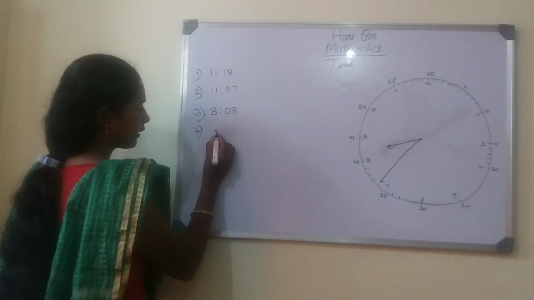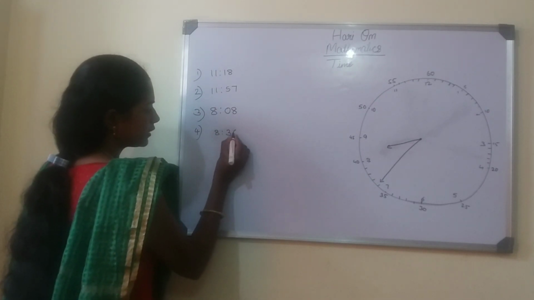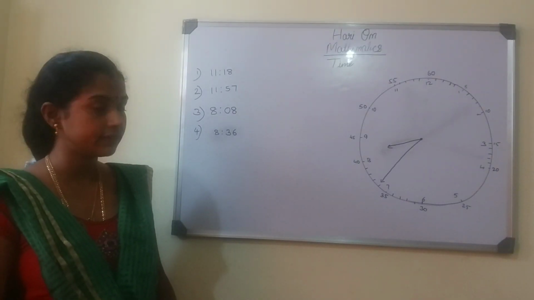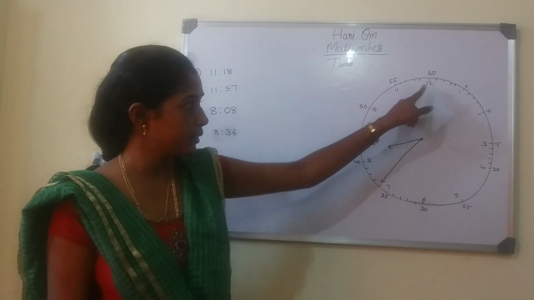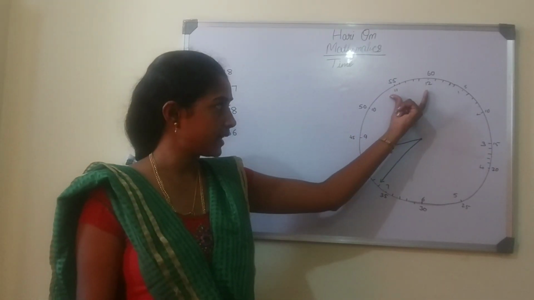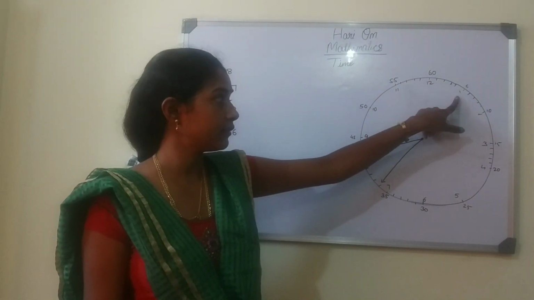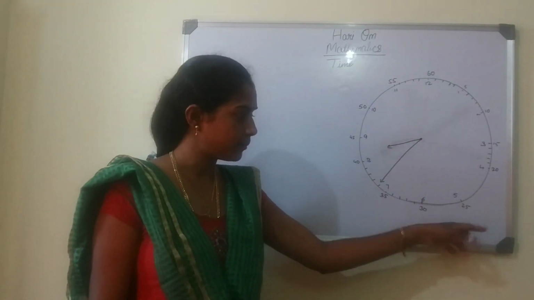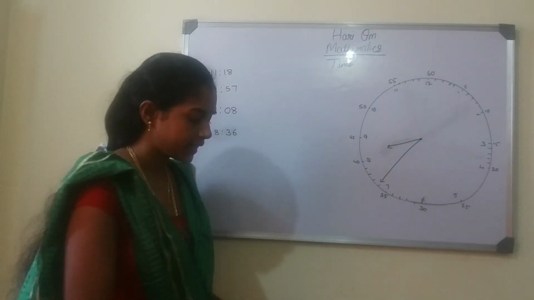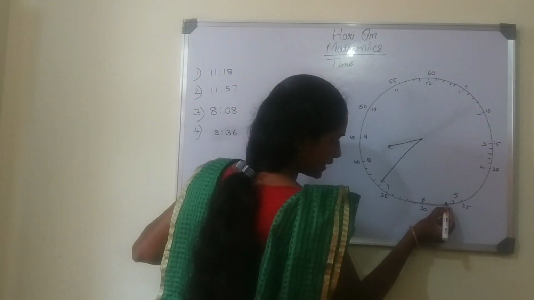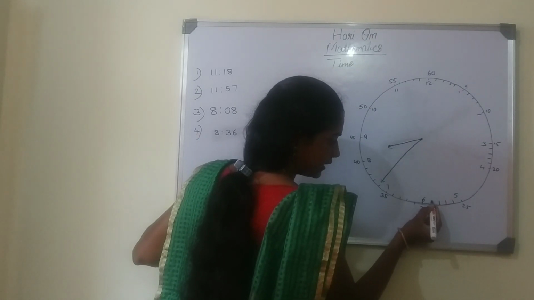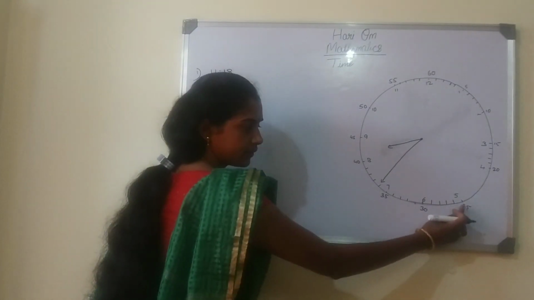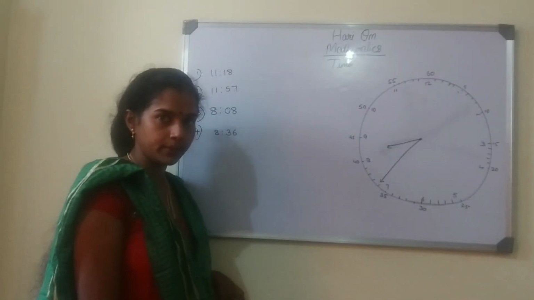It is 8 o'clock 36 minutes. Understood, children, how to read the time exactly, the exact minutes? In between the numbers 1 and 2, it is 5 minutes. 2 and 1, or 12 and 1, it is 5 minutes. So in between these two numbers, there are 5 minutes. So after 25, if it is 26, 27, 28, 29, and then 30. Understood, children? So in between 5 and 6, there are 5 minutes.